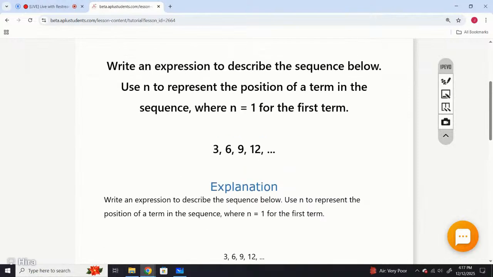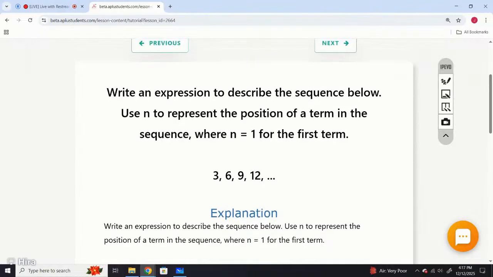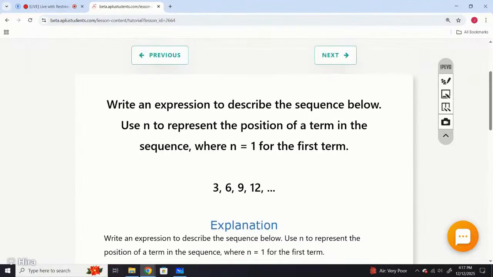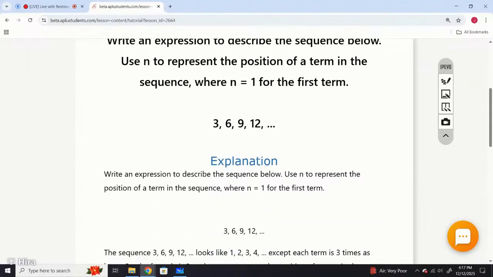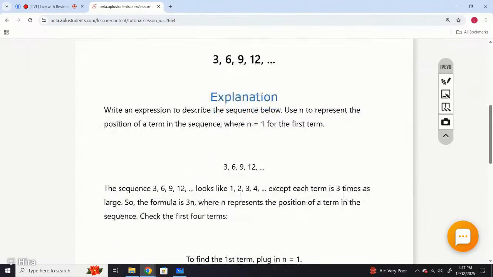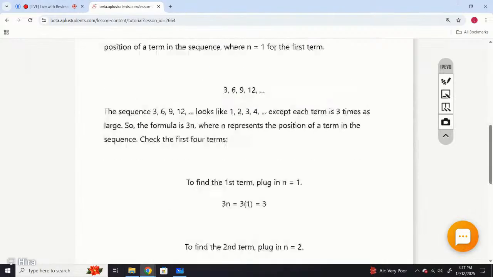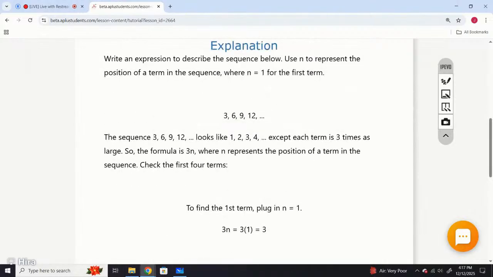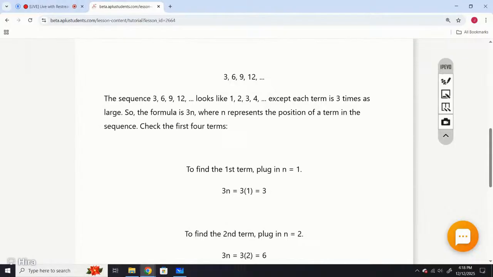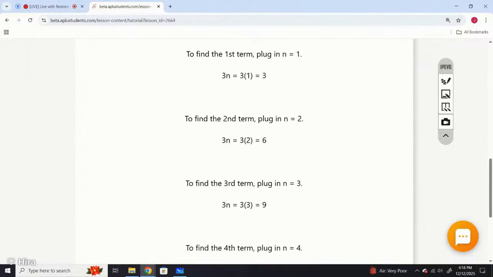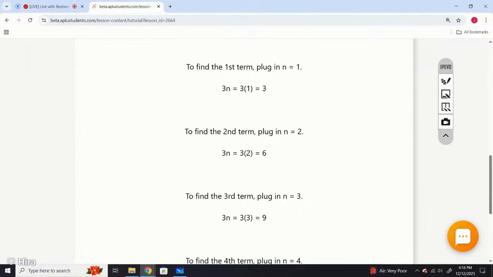Write an expression to describe the sequence below. Use n to represent the position of a term in the sequence where n equals 1 for the first term. So we are given the sequence 3, 6, 9, and 12. We need to write down the expression for this sequence with n equals 1. So 3 times 1 is 3, 3 times 2 is 6, 3 times 3 is 9. So that is 3 times n.